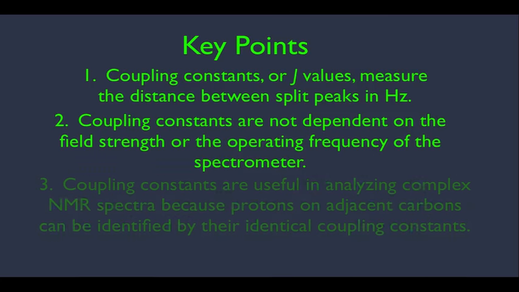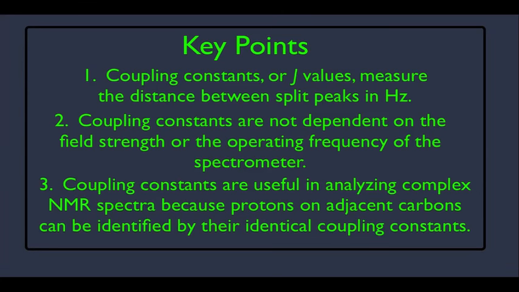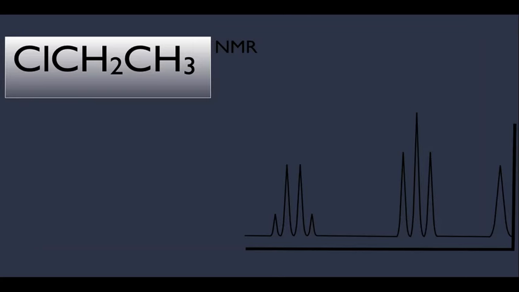And the third thing we're going to see here is that coupling constants are useful in analyzing complex NMR spectra because protons on adjacent carbons can be identified by their identical coupling constants. So we're going to see how it helps us determine the structure of molecules. So let's look at an example here.